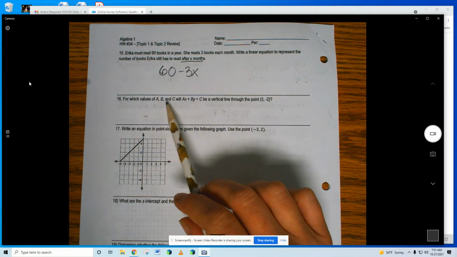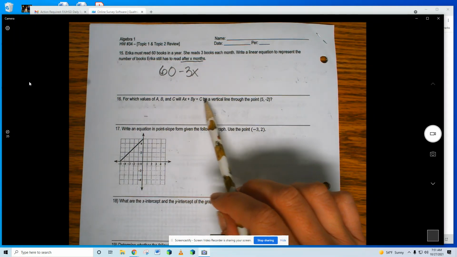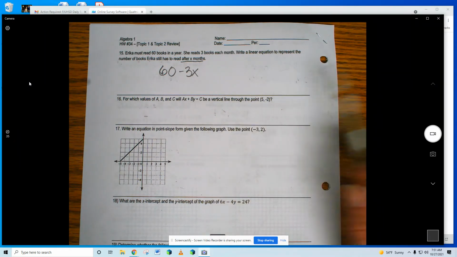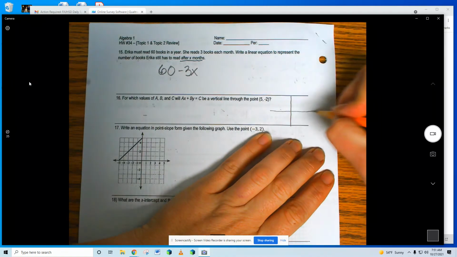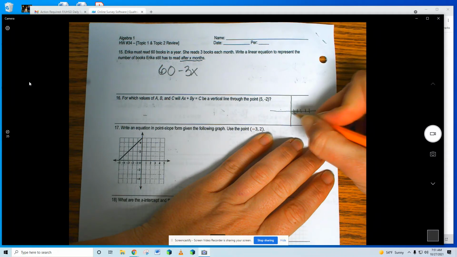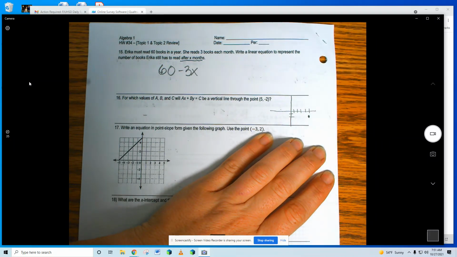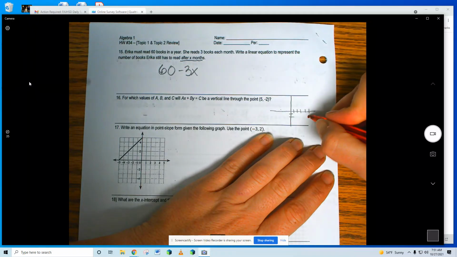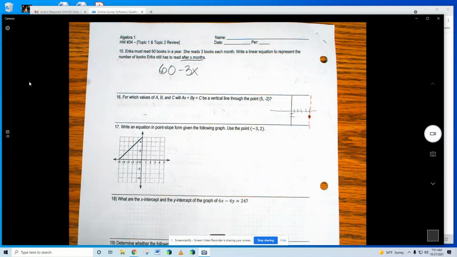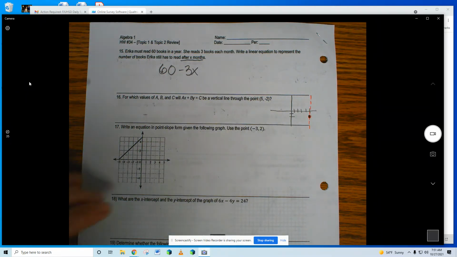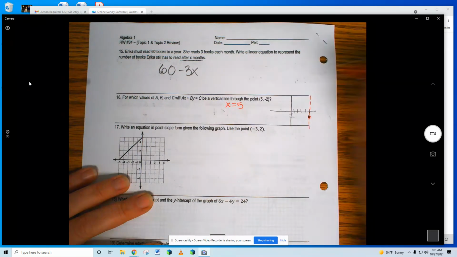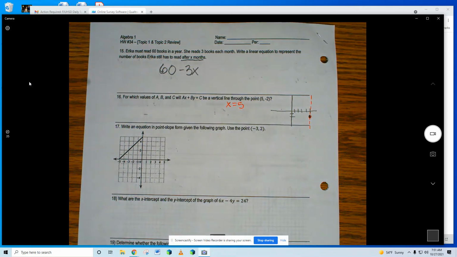For which values of a, b, and c will ax plus by equals c be a vertical line through the point 5, negative 2? You guys, let's just draw it. If I'm supposed to go through 5, negative 2, and it's supposed to be a vertical line, what is the equation of this vertical line? The red line, what is the equation of that? Yeah, x equals 5. And so now that's the only equation that will be that red line.